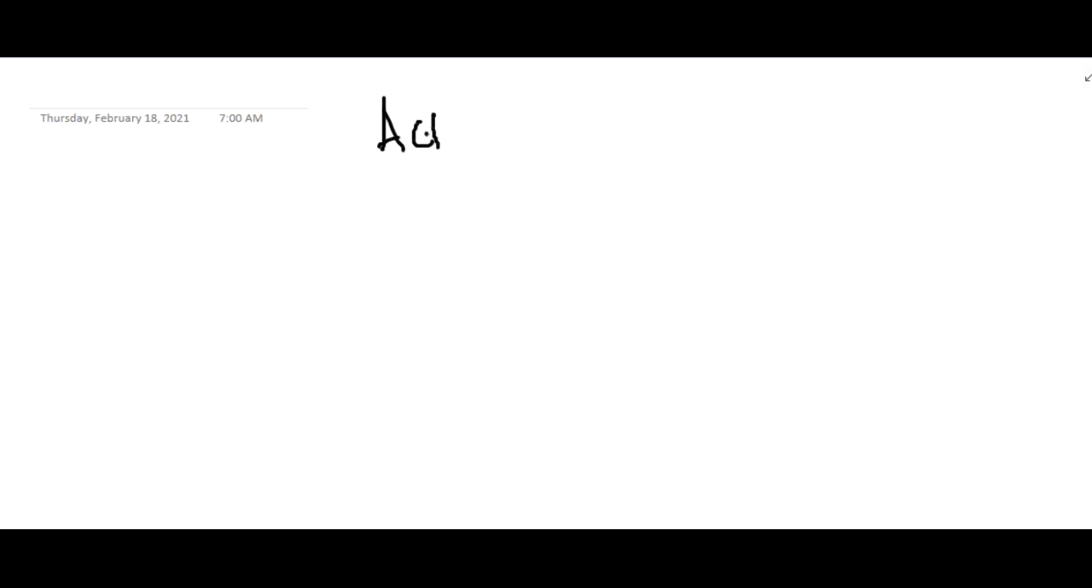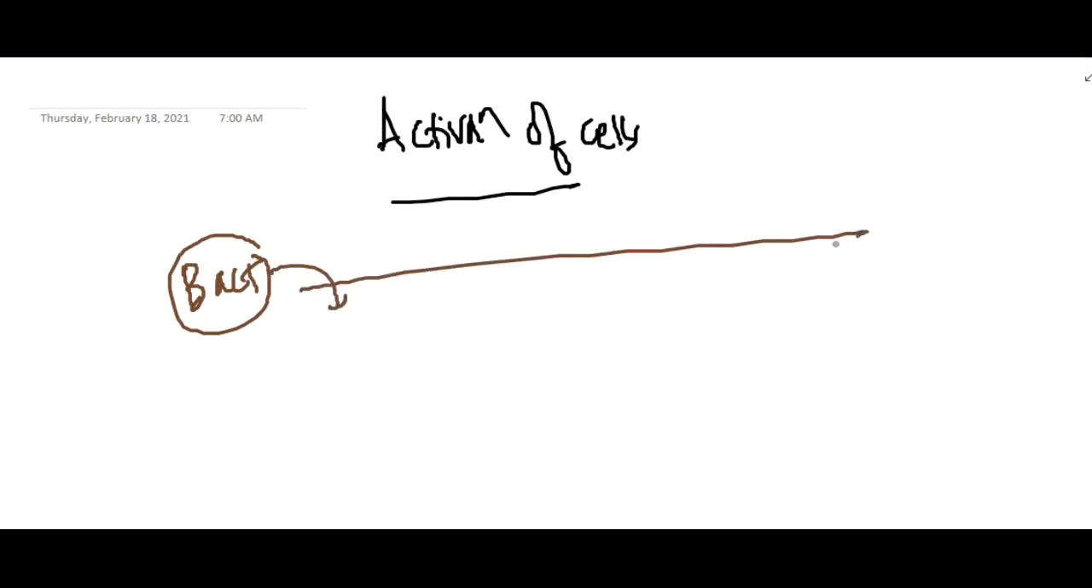Hello friends, let us now learn some important points about activation of cells. In the activation of cells, whenever a bacteria crosses the skin, this bacteria will first and foremost enter the antigen presenting cells. Now this bacteria, which I am drawing in yellow, has entered the antigen presenting cells. Once the bacteria has entered the antigen presenting cells, it is presented on MHC.